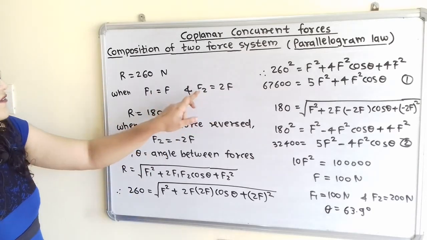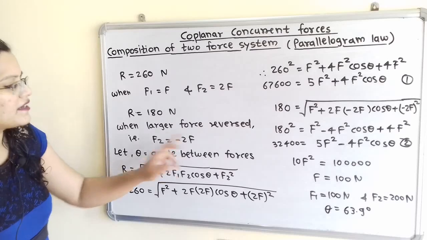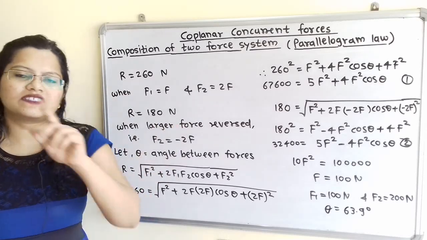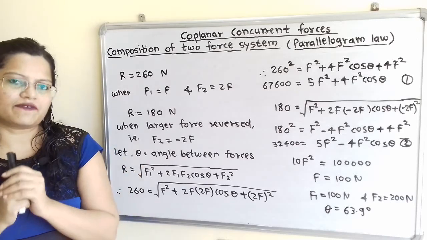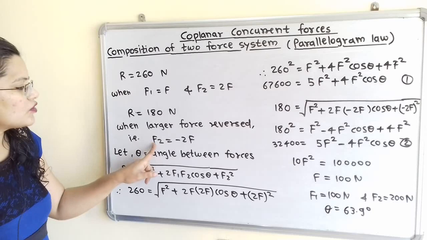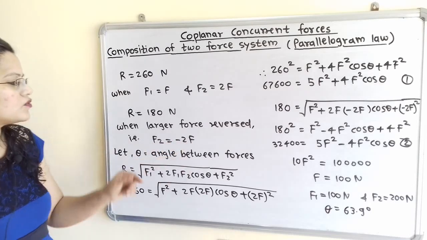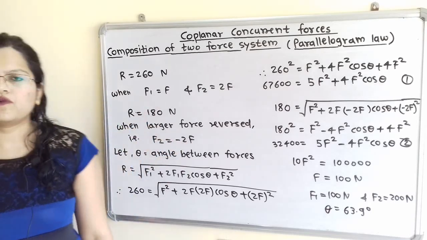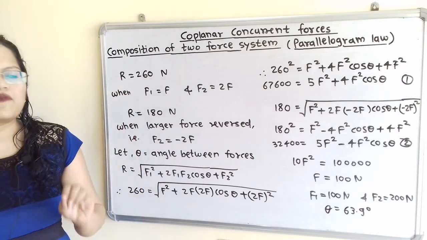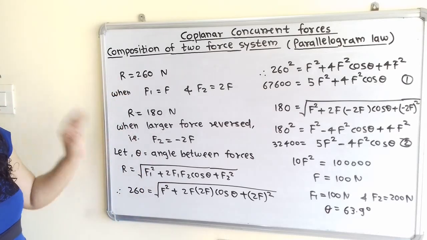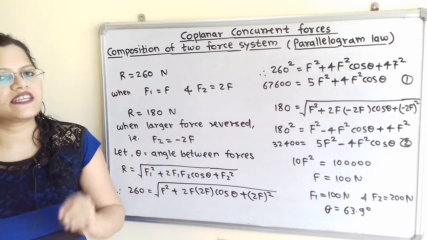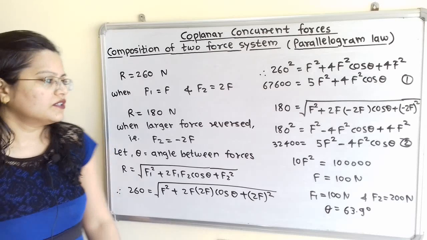So we can say that when F2 is equal to minus 2F, because the larger force is reversed, that means its direction is reversed. So it is having a minus sign or negative sign. So F2 is equal to minus 2F, then R is equal to 180 Newton. Now for these two conditions we have to find out the value of F1 and F2 and the value of angle theta between them.